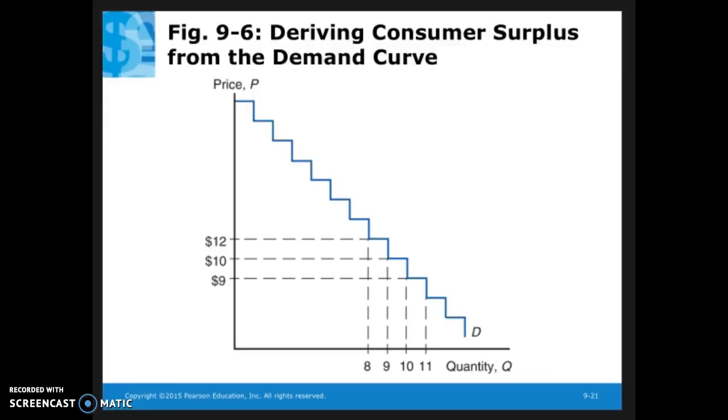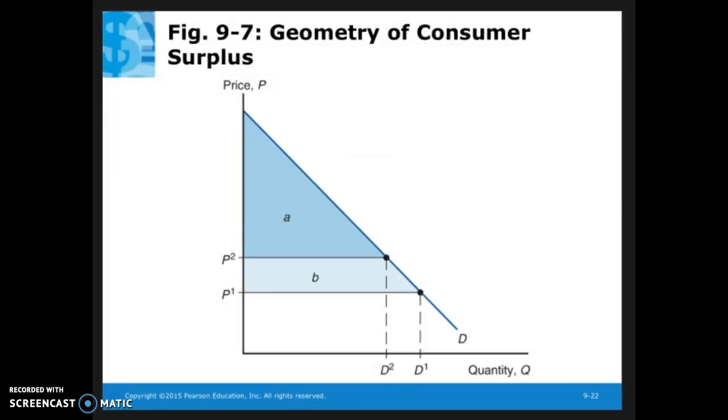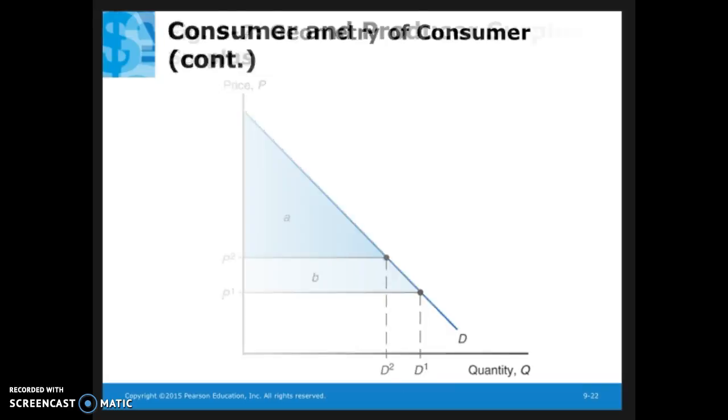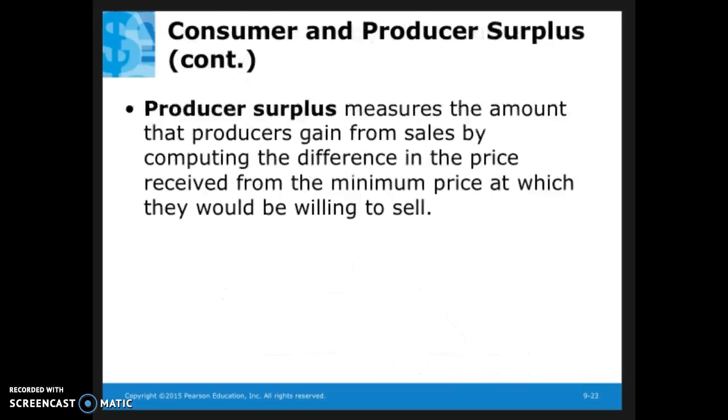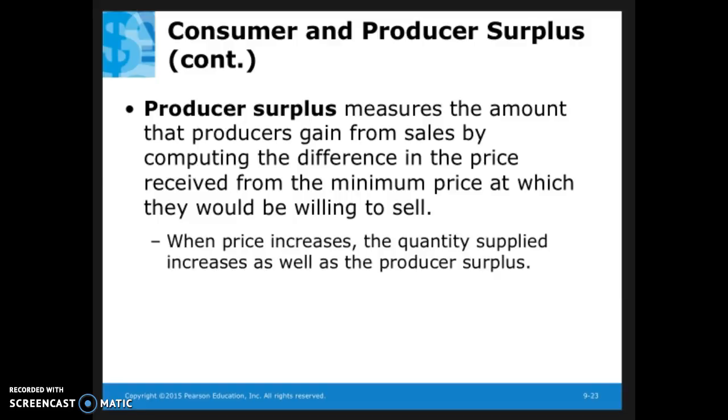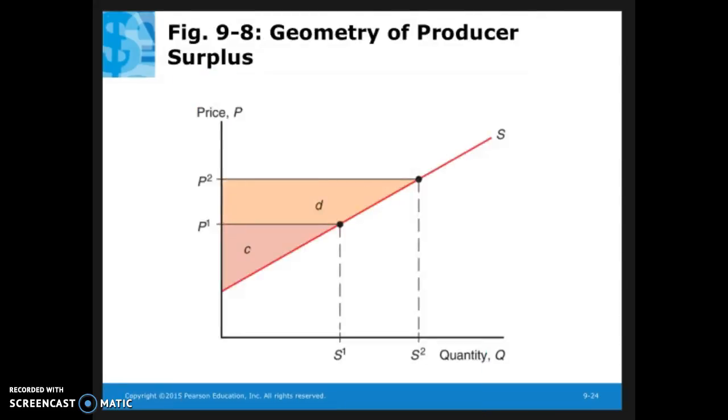So we derive this. Here's the geometry of it. You can see that triangle A represents consumer surplus at P2, while the combination of A and B represents consumer surplus at P1. Producer surplus is the amount that producers gain from sales, computed as the difference between the price and the minimum price at which they would be willing to sell. When price increases, quantity supplied increases. So here's that geometry.